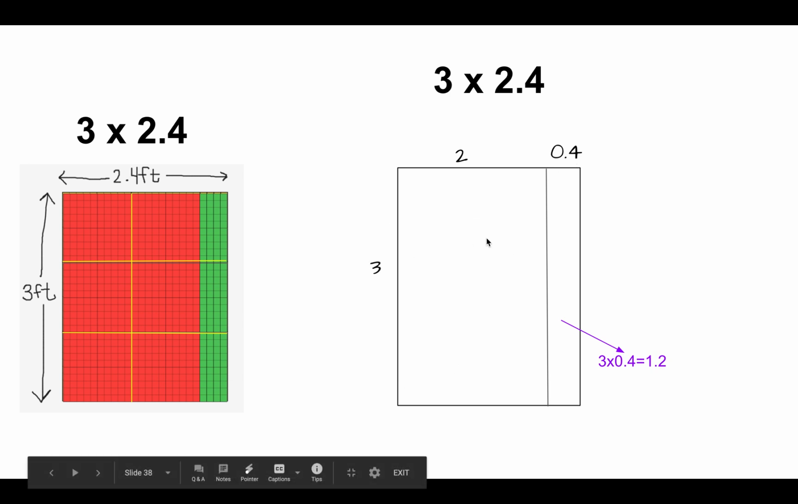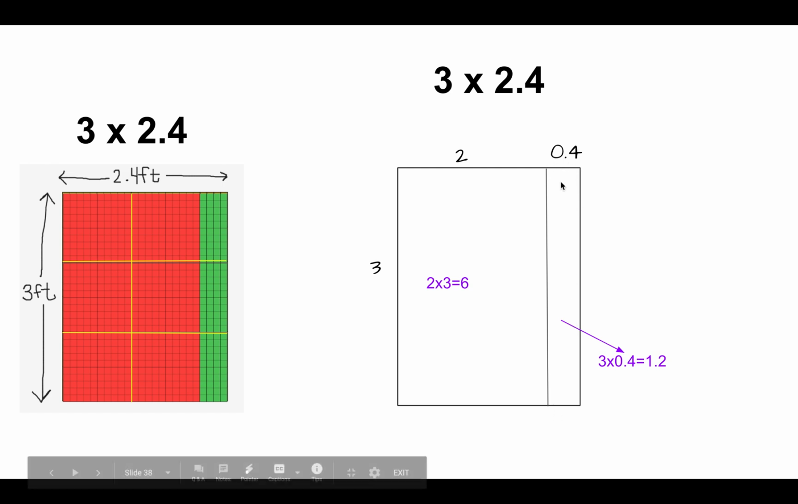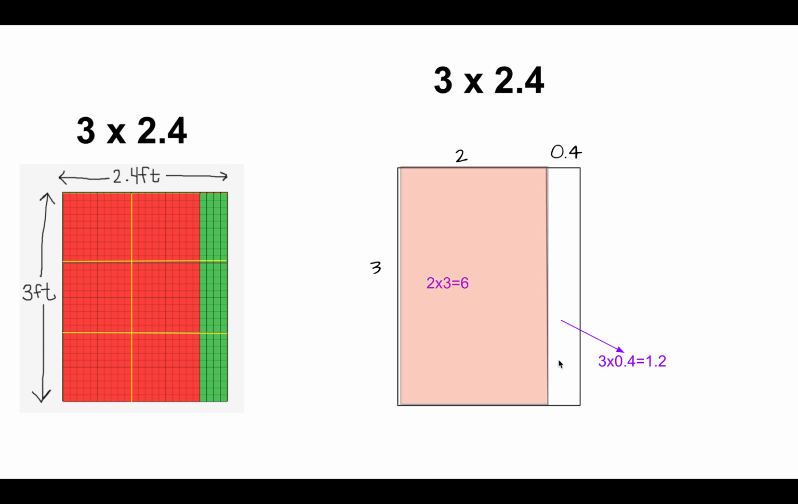So you notice I'm not drawing all the blocks inside. This is just to get me an idea of the numbers I'm multiplying. It's kind of like the box method. So we're going to do here 2 times 3, because this is 2 long and 3 tall. So 2 times 3 is 6. And here we're going to do 4/10 times 3, because this is 4/10 long and 3 tall. So 3 times 4/10 equals 1.2.